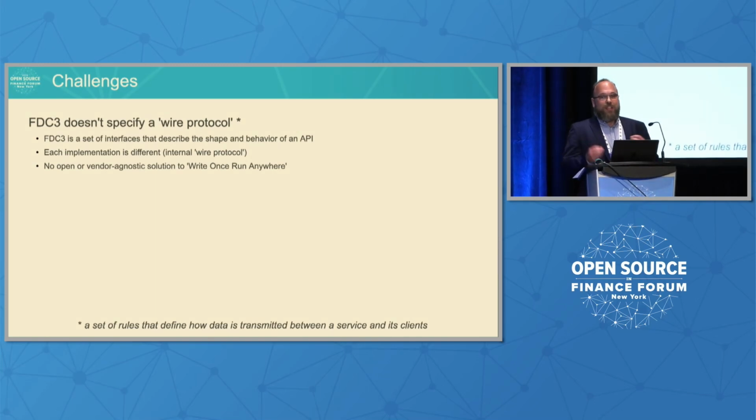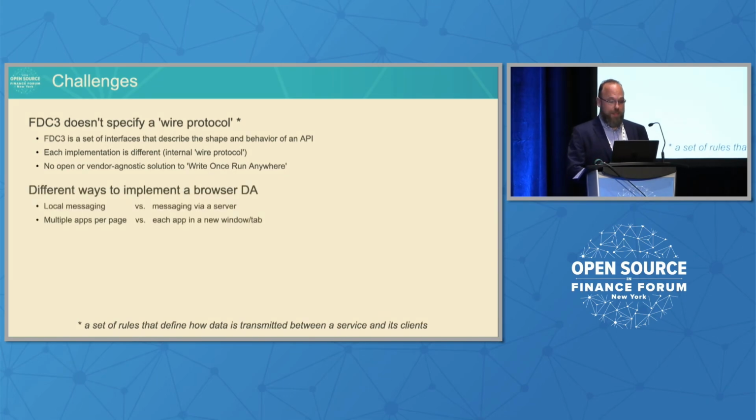Now, some of the challenges we faced in trying to solve this include, and start with, FDC3 not specifying what we call a wire protocol, basically a set of rules for how a service talks to its clients. Instead, FDC3 is a set of interfaces that describe the shape and behavior of an API, which is implemented by different firms. And each implementation is different. They have a different internal wire protocol. So there are no open or vendor-agnostic solutions to write once, run anywhere under that.